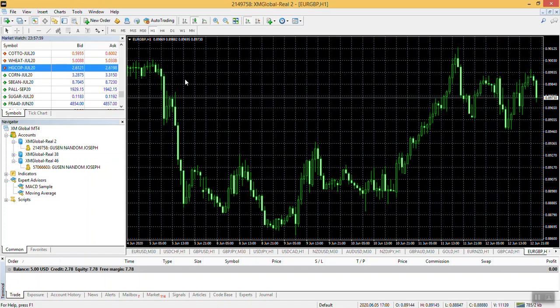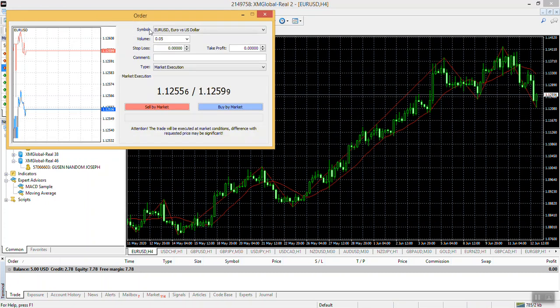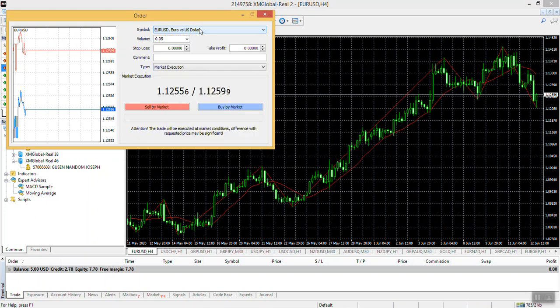Okay, now the next I want to show you, if you want to buy and sell, where do you go to? Okay, first, if you want to buy a currency, for example, let's say Euro USD is good to buy and you want to buy this exchange, what do you do? You come to new order, you make sure that the symbol here is euro versus the US dollar, which is called the Euro USD. Okay, now you buy with a particular volume, which is called the lot size.